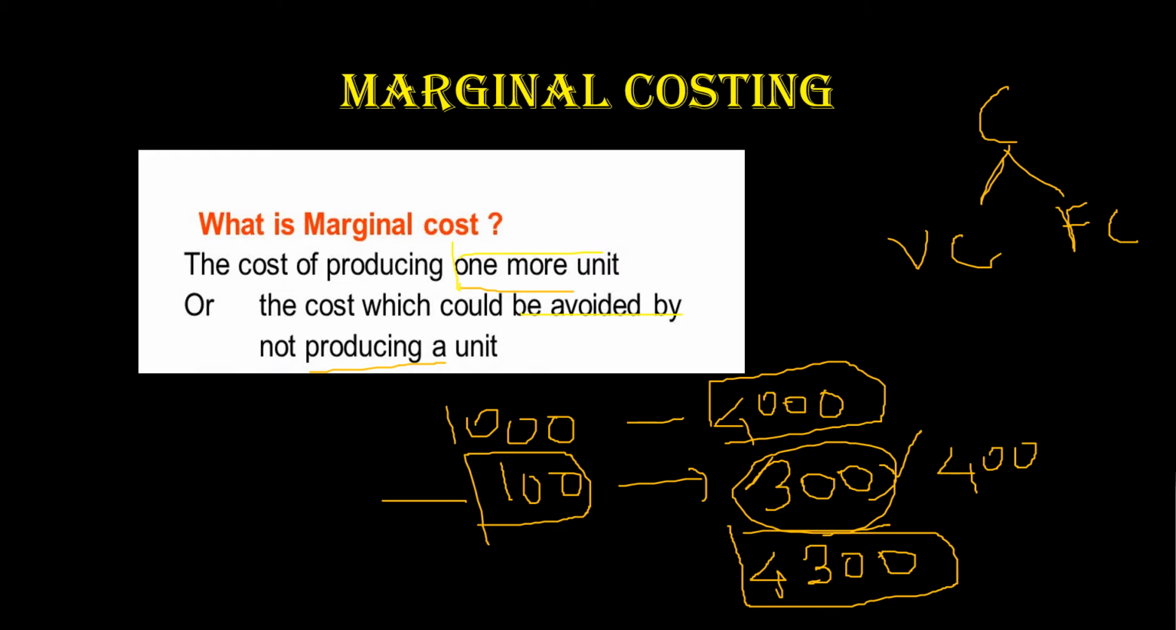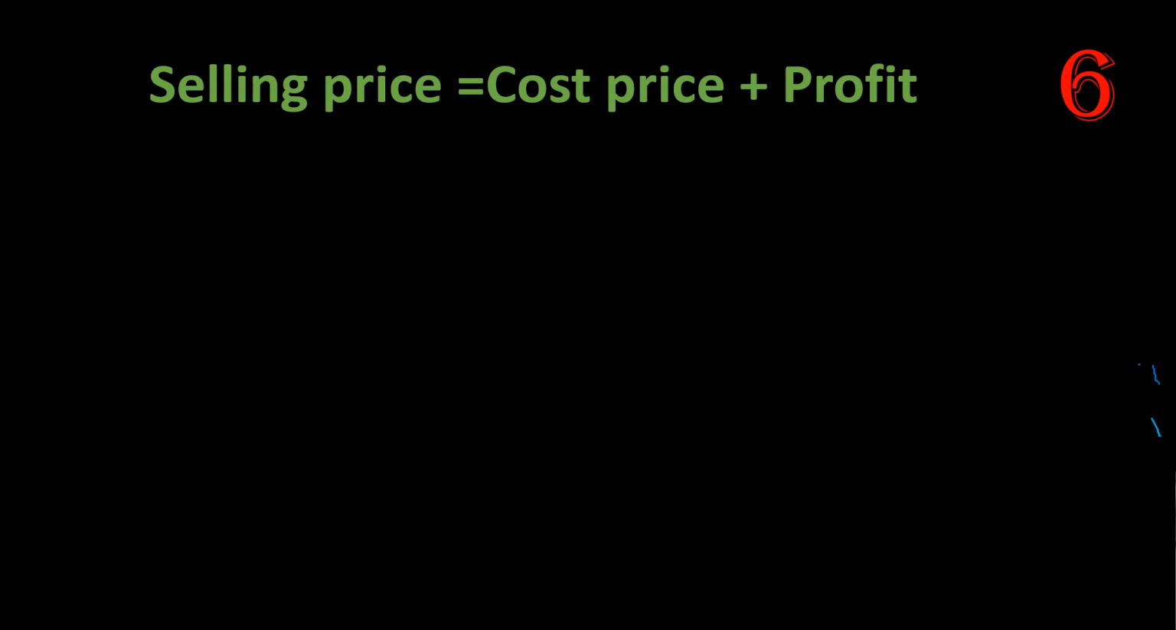So in marginal costing, we will be discussing the additional cost for producing the additional units, the cost which could be avoided by not producing a unit, and the profit that is gained by the additional units produced. All those things will be discussed elaborately in marginal costing. The count of formulas is given at the top right corner in red font.